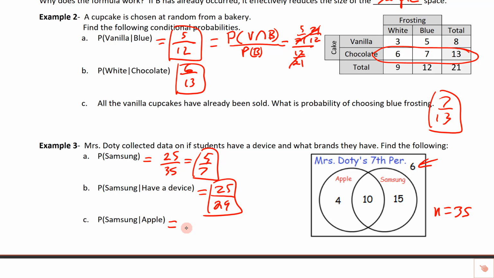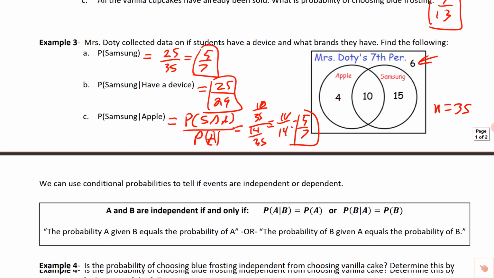If you get stuck on something, let's rely on the formula. So the formula said this. We would do the probability of Samsung intersect Apple divided by the probability of Apple, right? So, probability of Apple, 14 out of 35. Probability of Samsung and Apple, the intersection, is 10 out of 35. So if I flip this over, I'm going to have 10 out of 14, which is going to be 5 over 7. Would you raise your hand if you got 5 over 7? Oh, very nice. Good job. Okay, any questions so far? Okay, flip the page over.